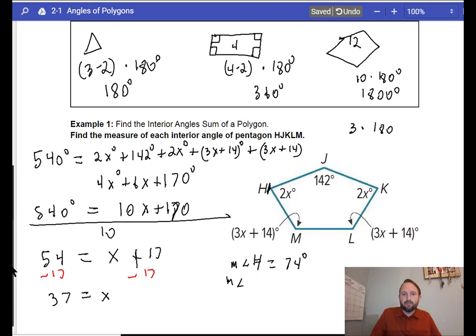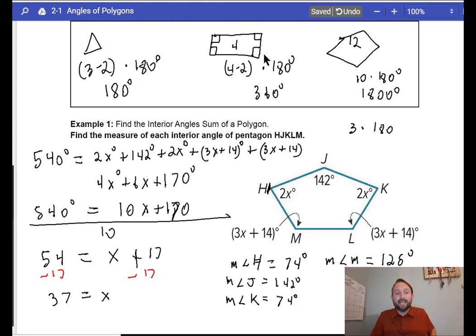The measure of angle J is 142 degrees. Now K is the same thing as H, so I know the measure of angle K is equal to 74 degrees. The measure of angle M is equal to 37 times 3 plus 14. I'm going to pause and use a calculator. So the measure of angle M is going to be 125 degrees. Now the measure of angle L, because it's the exact same angle measurement, would again be 125 degrees. All right, guys, let's go on.